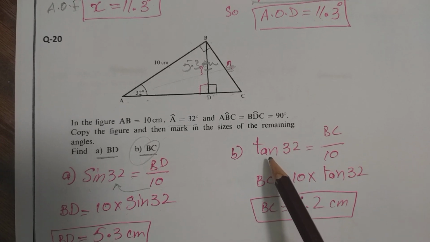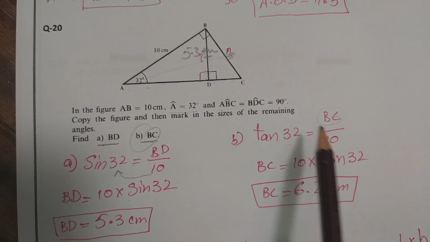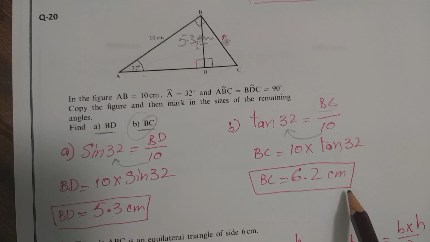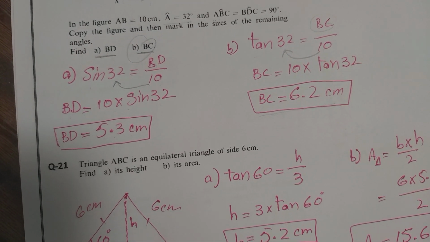We use the tan formula. So angle 32. So opposite is BC, and the adjacent is 10. So division transfer becomes multiplication. Simplify, it becomes 6.2 centimeter.